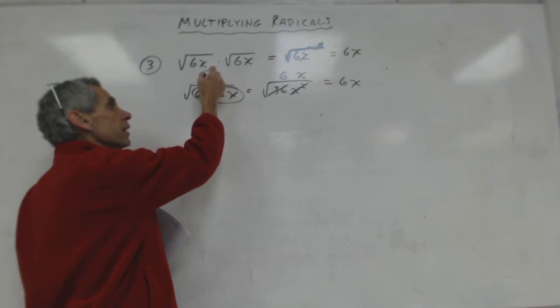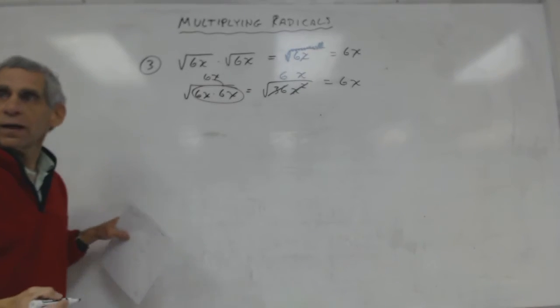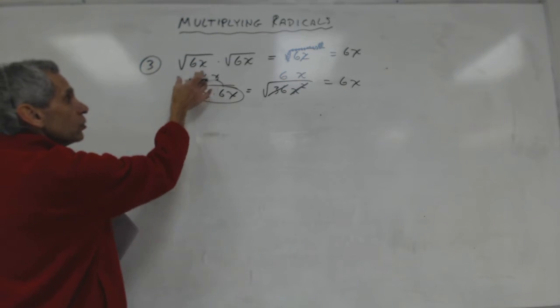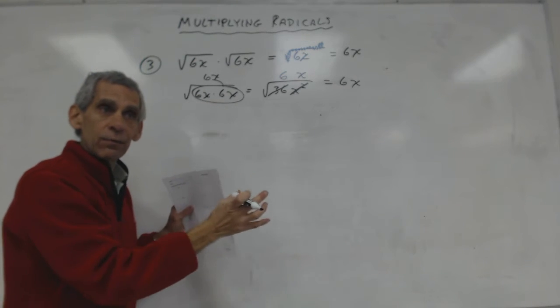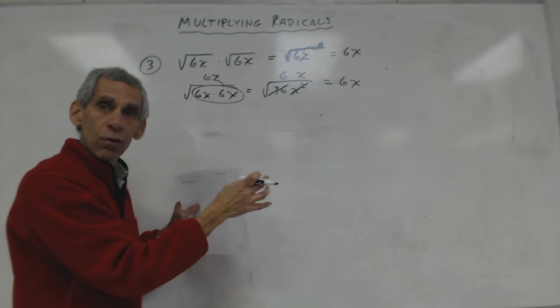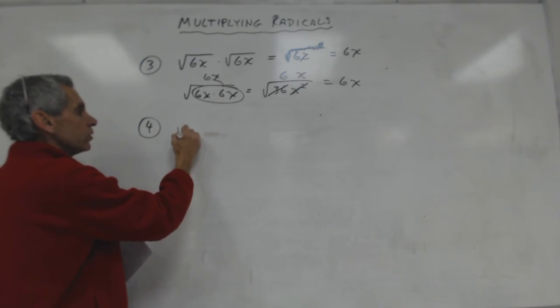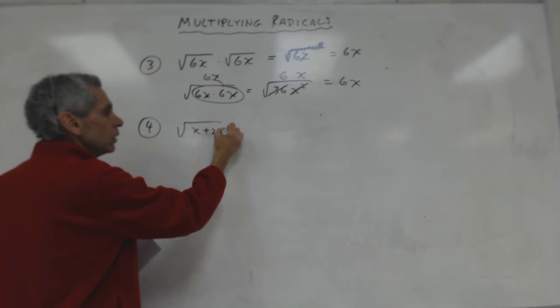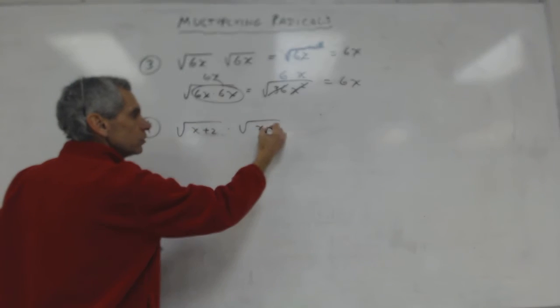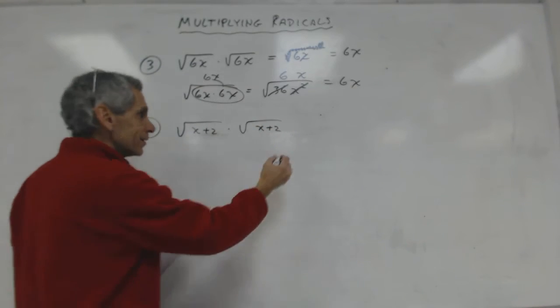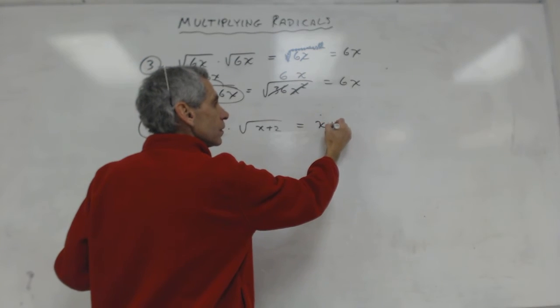They come out as a 6x, right? So whenever I have two of the same numbers under a radical sign multiplying, they just come out. Now try this one. What's the square root of x plus 2 times the square root of x plus 2? It's x plus 2.